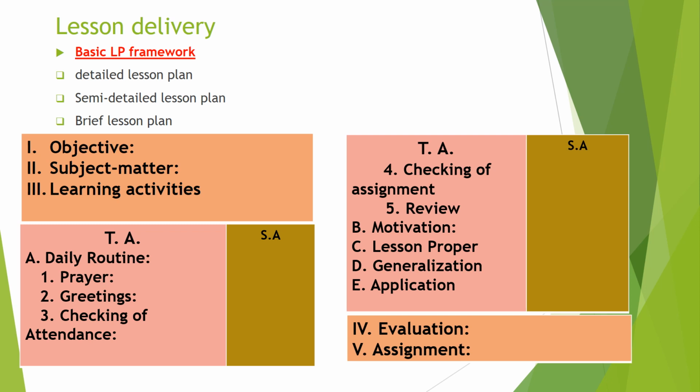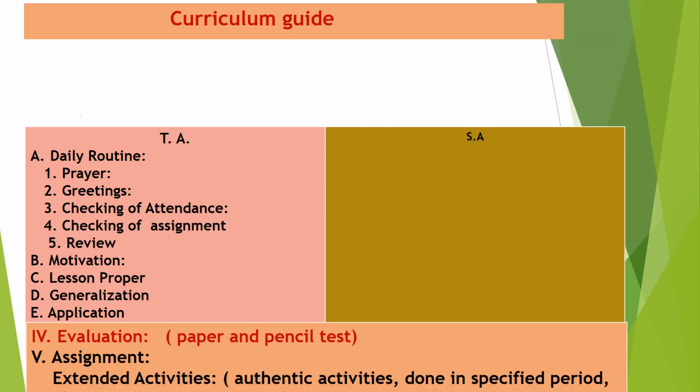Part B will be the motivation or the springboard to learning, how you will keep your students interested from the start until the end. And then we have the lesson proper, then the generalization, then application, part 4, evaluation and assignments. So basically, these are the components of a traditional lesson plan.